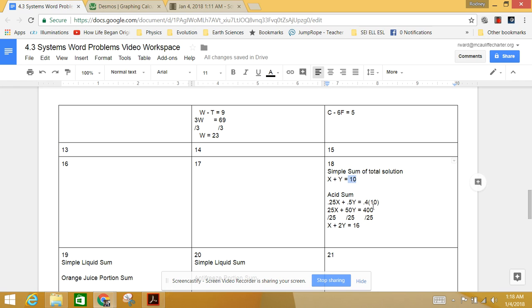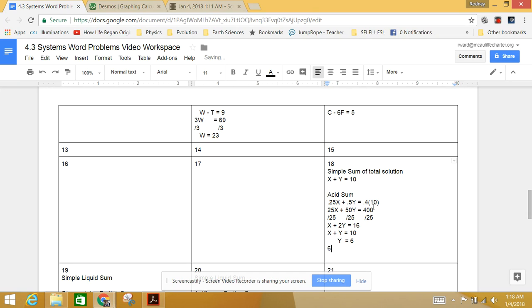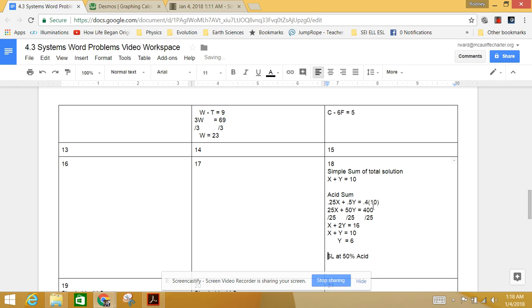I'll go ahead and copy this equation down here and solve it. I'm going to use my preferred method of elimination. I'll subtract them. X minus X is nothing. 2Y minus Y is Y. And 16 minus 10 is 6. So my 50% solution, I need 6 liters. So 6 liters at 50% acid. And that means that's my Y.